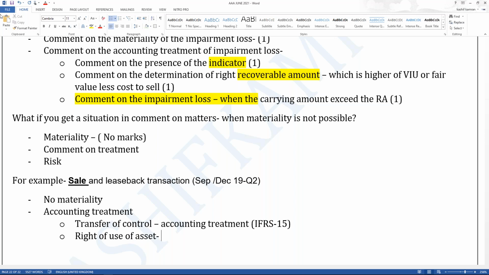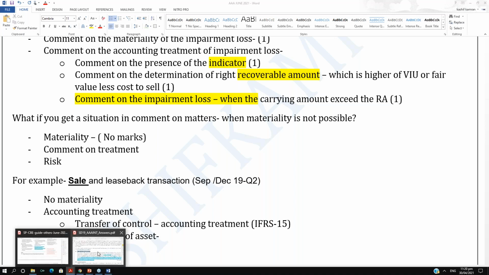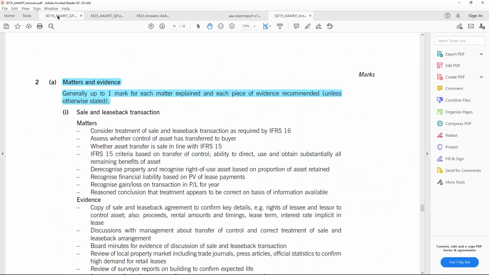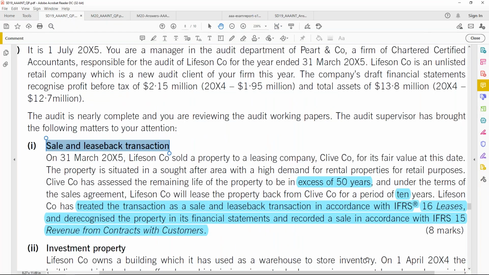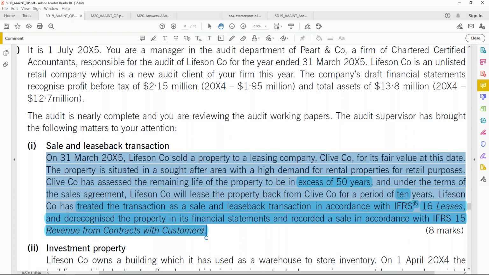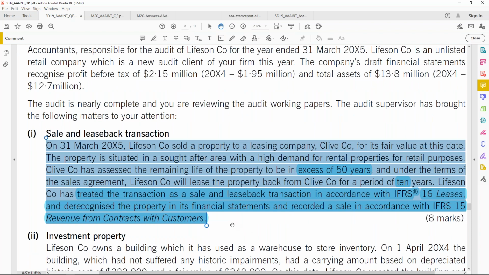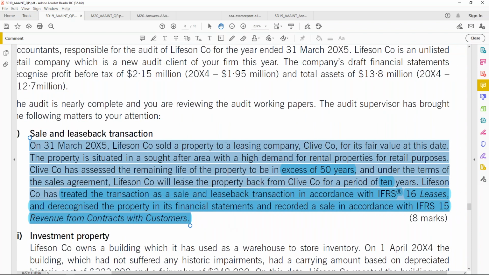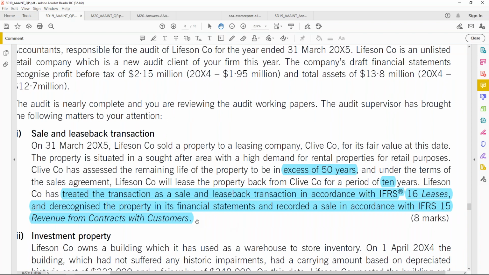I'm taking a bit more time here, but because you have to do it yourself, I just want to guide you. Look at this. Can you read this paragraph in 1 minute? I want to give you an example of whether the management has recognized the sales transaction rightly. Can you read the paragraph of sale and leaseback quickly and tell me you've read it? Just quickly read the sales and leaseback transaction paragraph in 2 minutes.